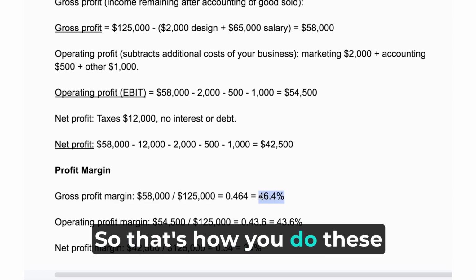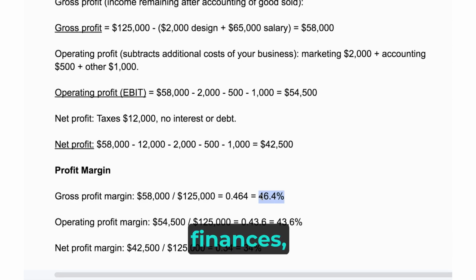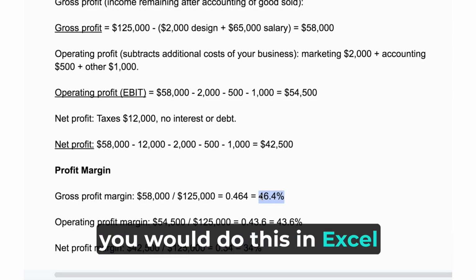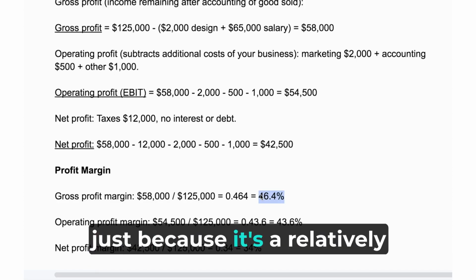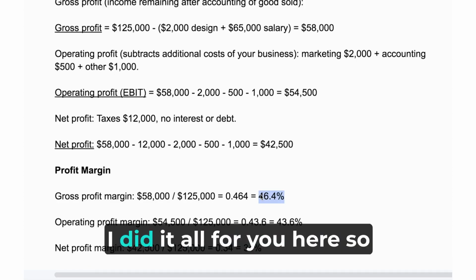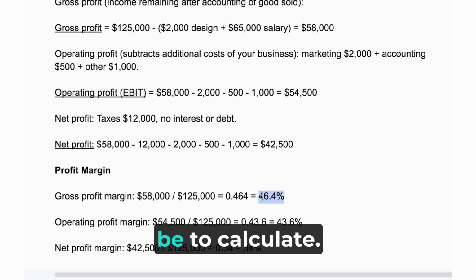So that's how you do these calculations. Usually, if you have more complex finances, you would do this in Excel and itemize them line by line. But here, just because it's a relatively simple example, I did it all for you here so that you can see how actually pretty easy this can be to calculate.